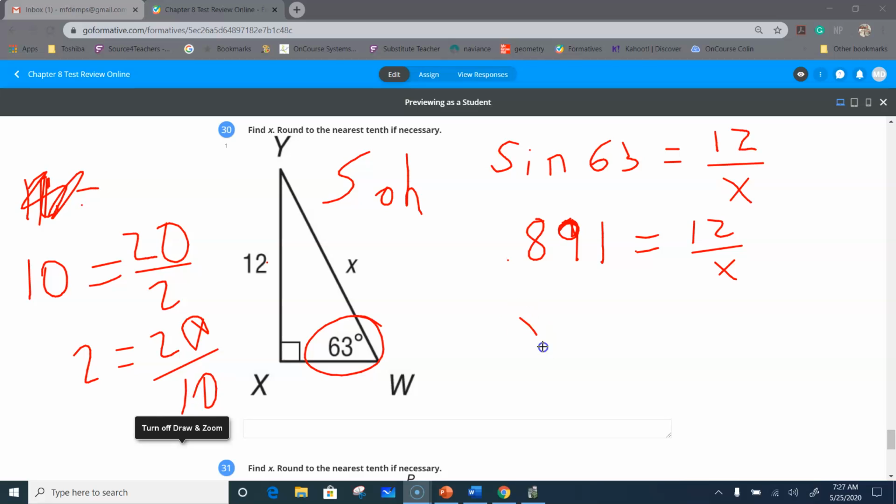So that's all I'm going to do here. I need x, so he's going to come out. X is just going to be equal to 12 divided by 0.891. So 12 over 0.891, I got 13.5 for x there.